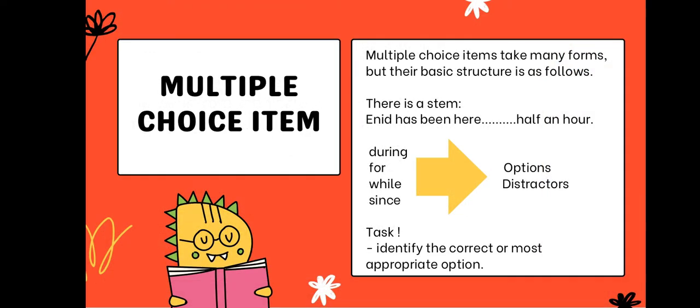Multiple choice items. Multiple choice items take many forms, but their basic structure is as follows. There is a stem: "She has been here ___ half an hour," with options: during, for, while. These are the options and distractors. The test taker must identify the correct or most appropriate option.